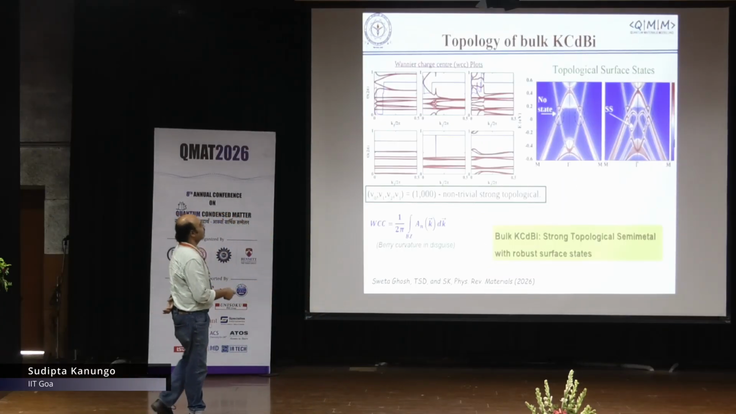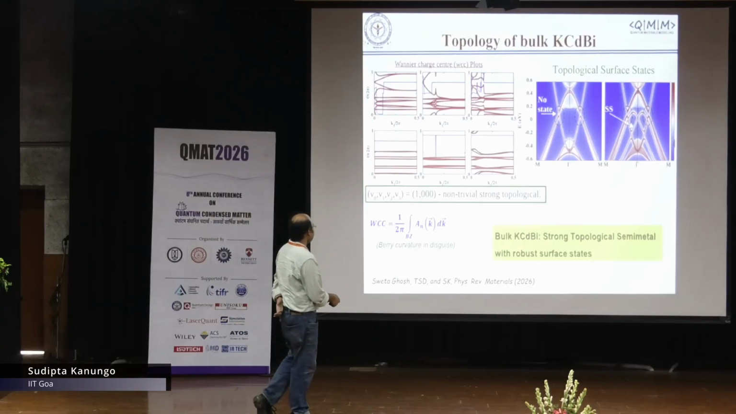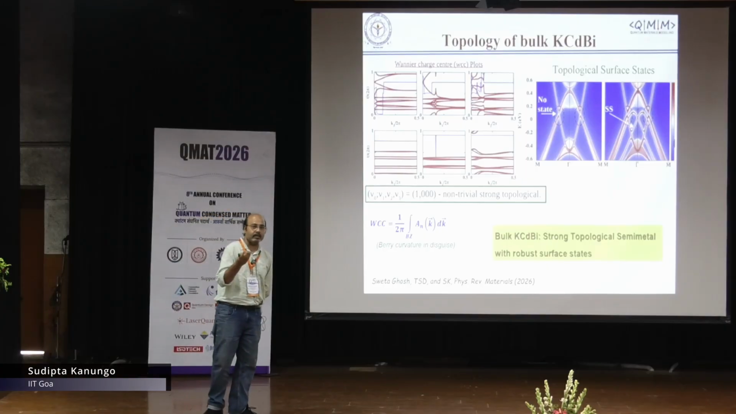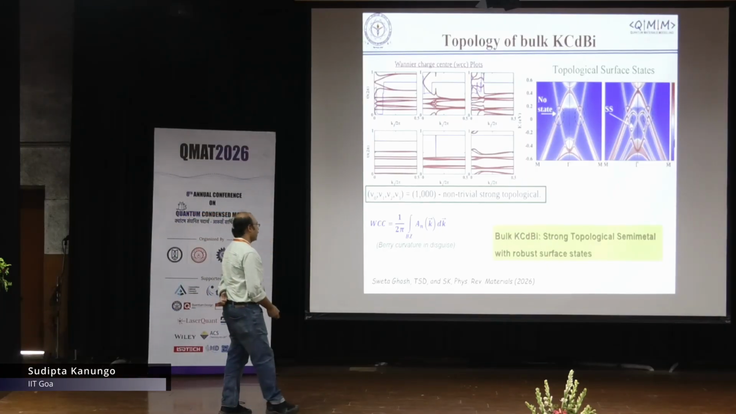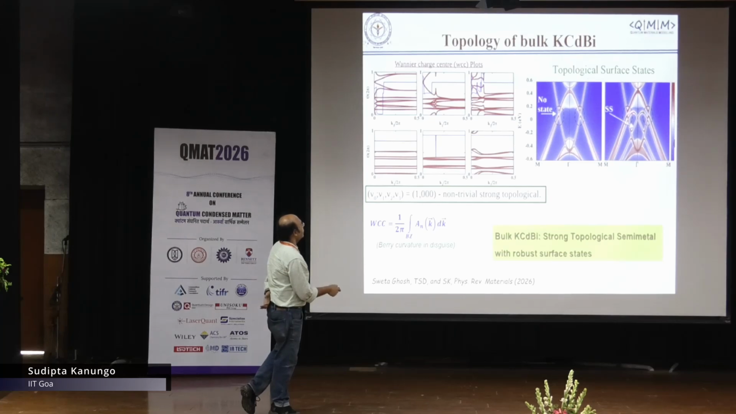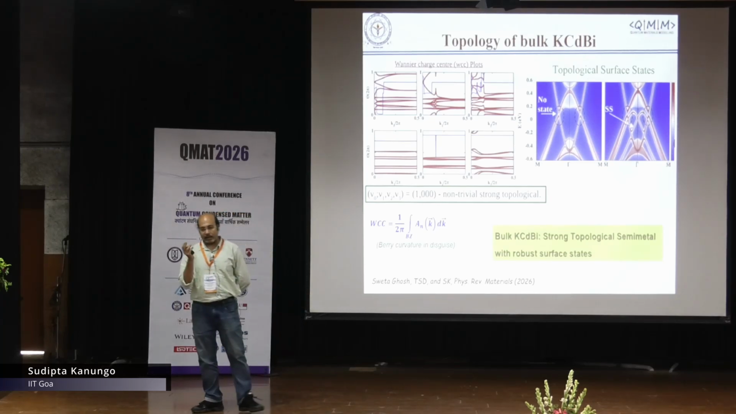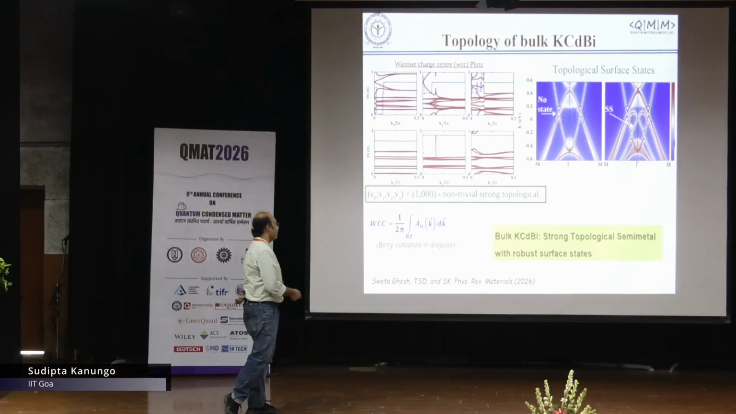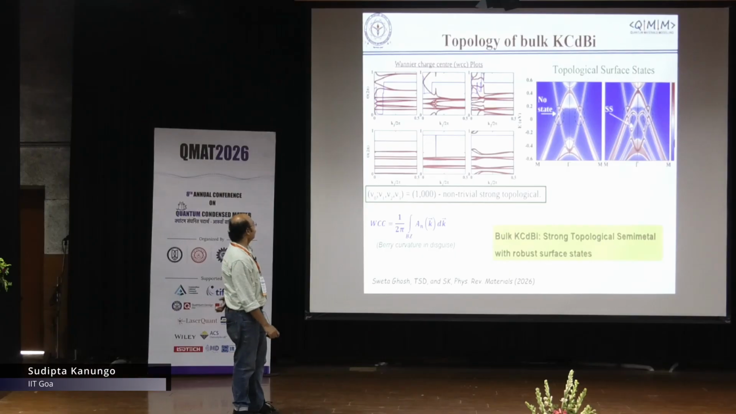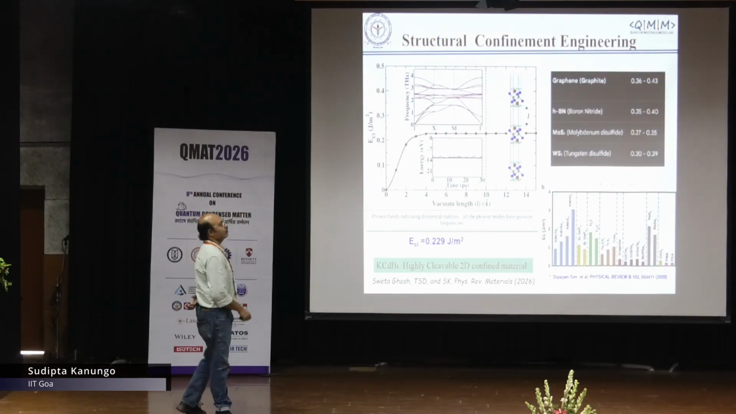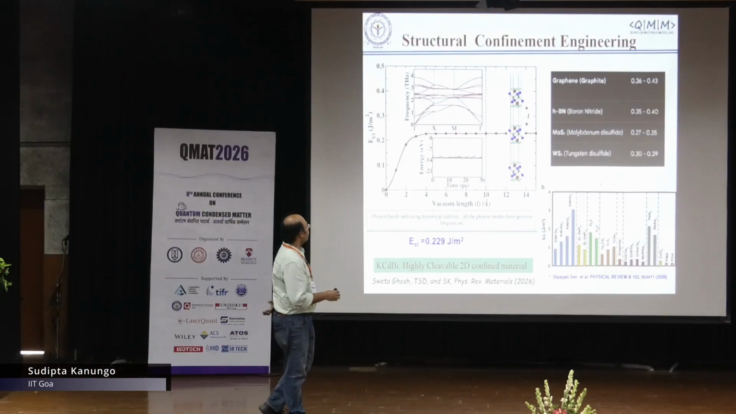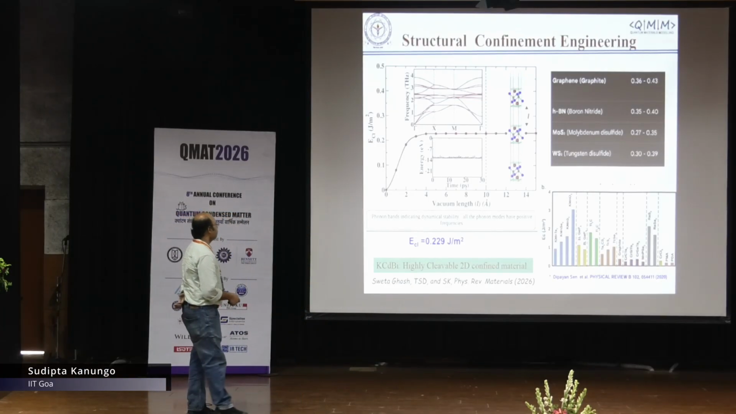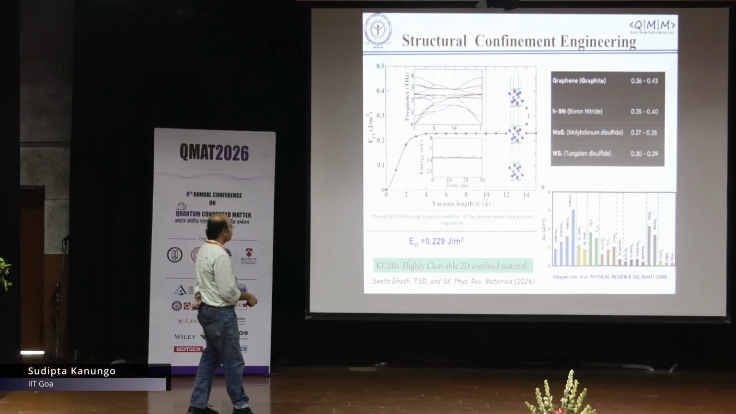If we characterize the topological phases, we find a non-trivial strong topology with a non-trivial Wannier charge center, which is nothing but Berry curvature in some sense, and non-trivial topological surface states. So bulk KCdBi is a topological semi-metal with robust surface states. Now we can do some confinement engineering. That means we can make a layered system out of bulk KCdBi and calculate the cleavage energy, which turns out to be very small.